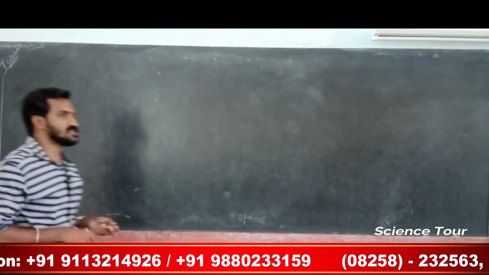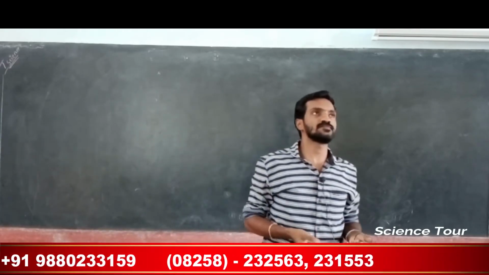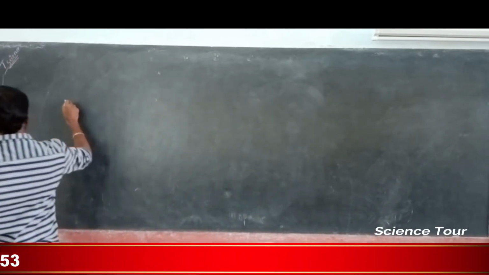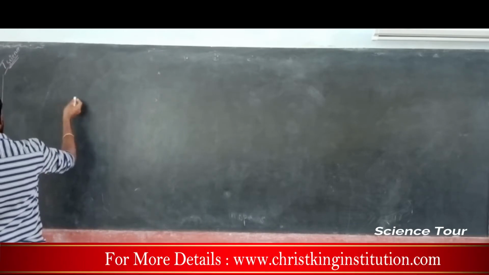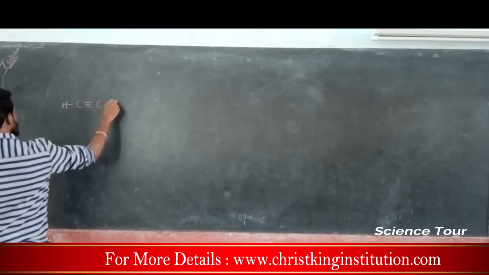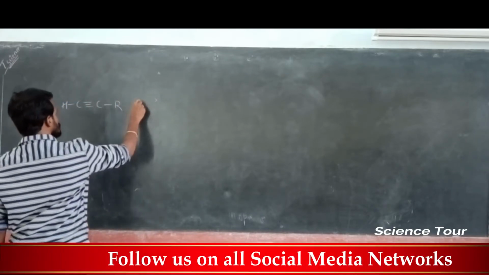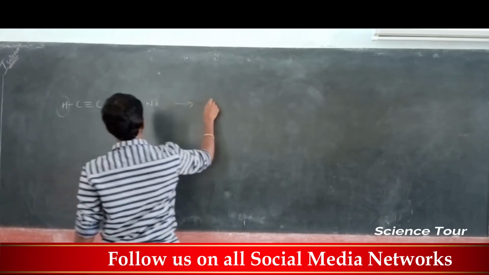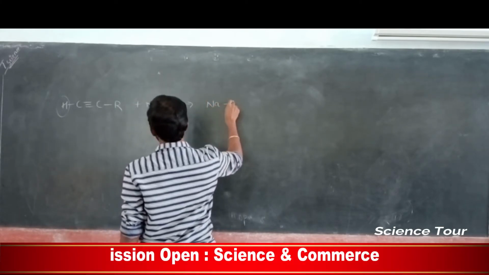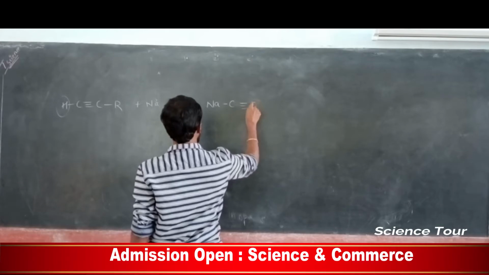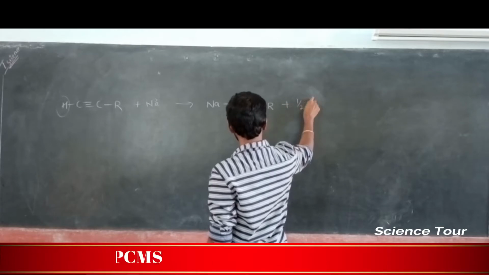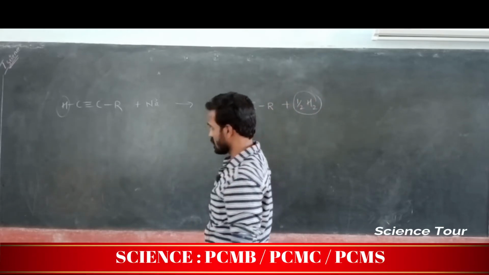Okay, my dear students, next is reaction with the sodium. Ethane or terminal alkyne, this is actually alkyl group, reacts with the sodium. Sodium replaces this hydrogen, my dear students. It gives NaC triple bond CR plus H2. This means it releases hydrogen.